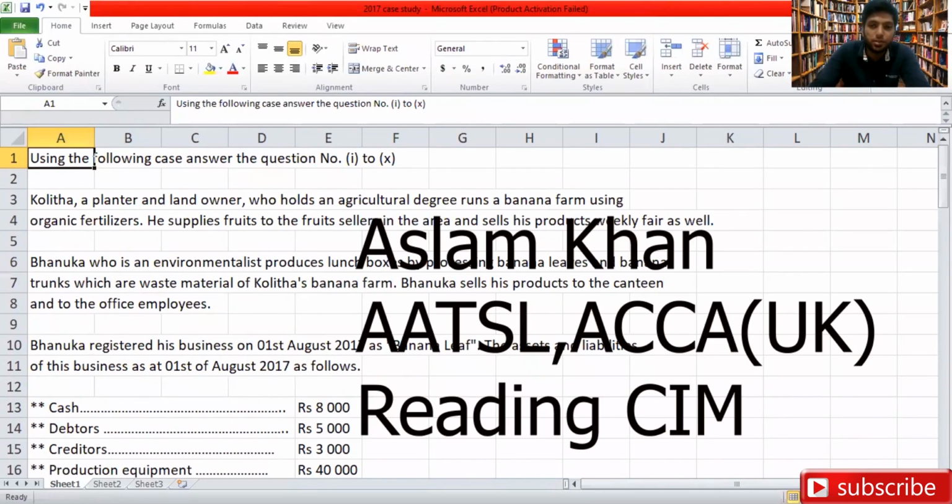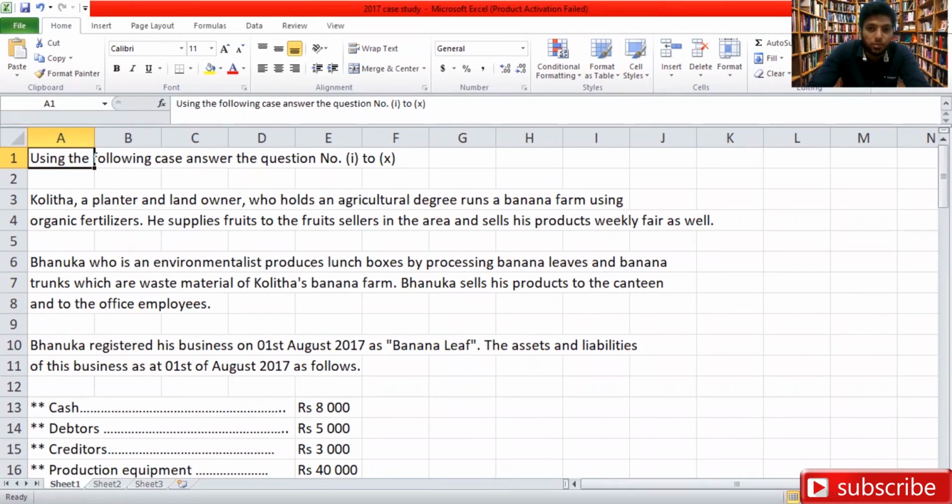Hi guys, today we are going to study the 2017 case study, Part 2, first question. This is one of the hardest questions of your syllabus, and if you can score in this area, then of course scoring an A is not that hard.